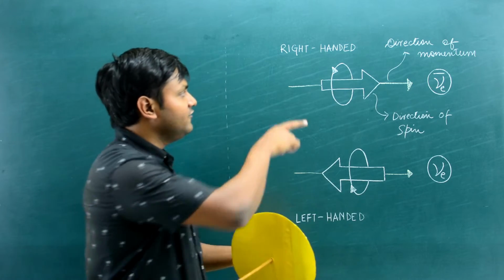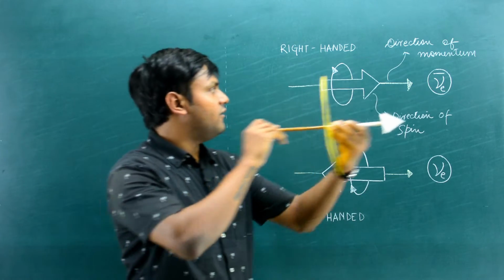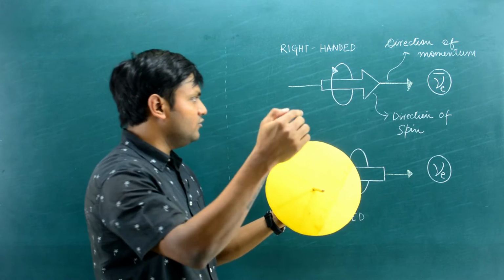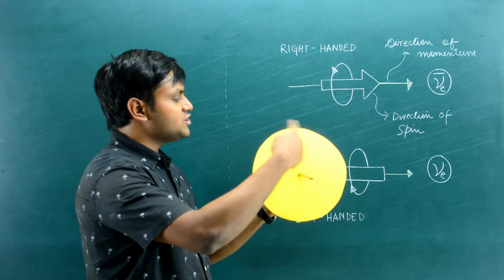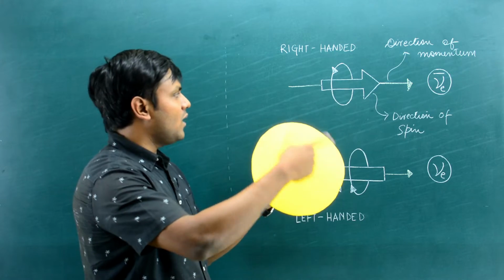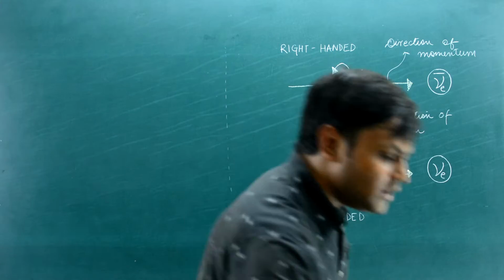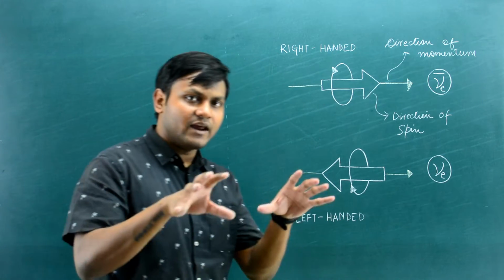On the other hand, if you look at the anti-neutrino as it is going away from me, so from your perspective it is moving away from you and penetrating the board, then the direction of its spin is in the clockwise direction. That is what it means to be a right-handed particle. So that is one way of distinguishing left-handed and right-handed particles.